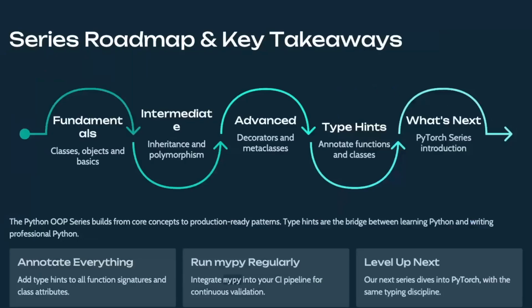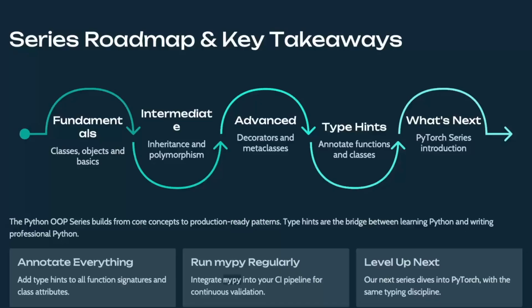Now, this video marks the end of our Python OOP series. Let's look at how far we've come. We started with classes, objects, encapsulation. Then we moved into inheritance, polymorphism, and abstract base classes. Then we explored dunder methods, operator overloading, and the very important decorators. And finally, we explored generators, context managers, type hints, MyPy, and for the final video, advanced typing.